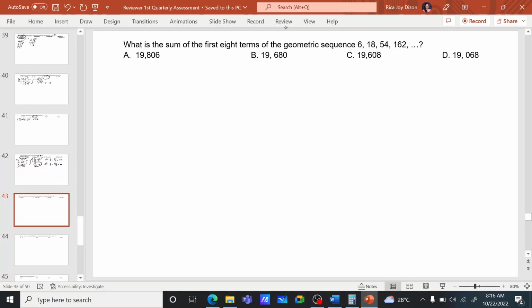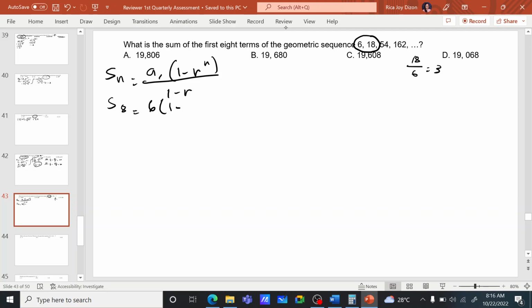What is the sum of the first 8 terms of the geometric sequence 6, 18, 54, 162? The formula for this is S sub n equals a sub 1 times 1 minus r raised to n, all over 1 minus r. Since we're looking for the sum of the first 8 terms, our n is 8. The first term, we started with 6. r can be obtained by dividing any 2 consecutive terms in the sequence. 18 divided by 6 is 3, so r is 3.